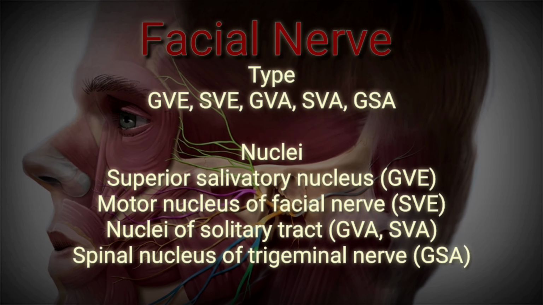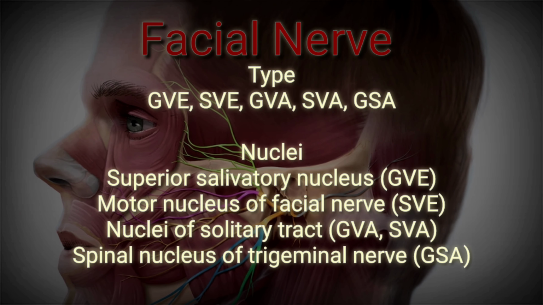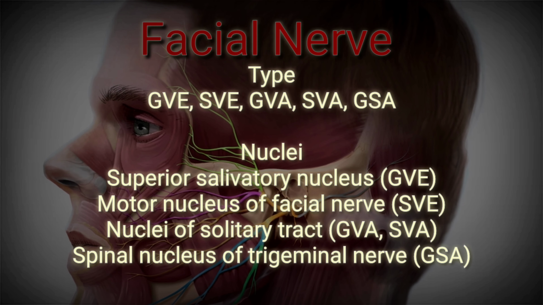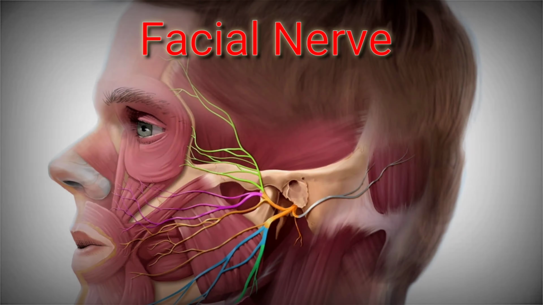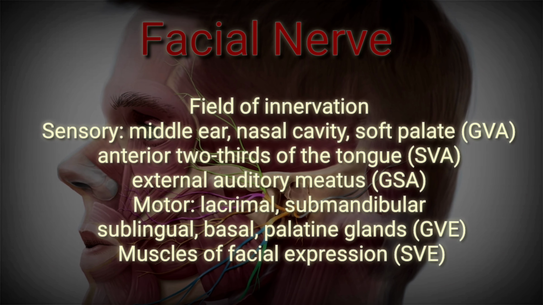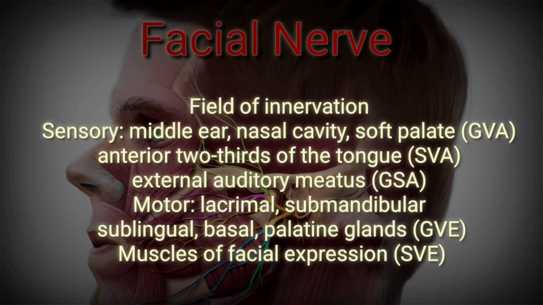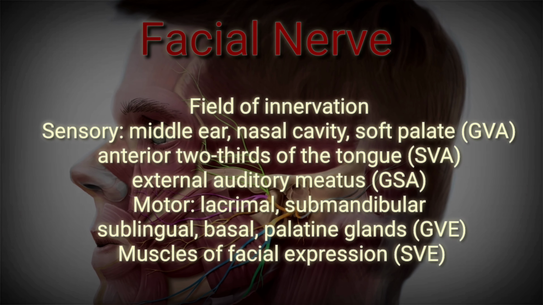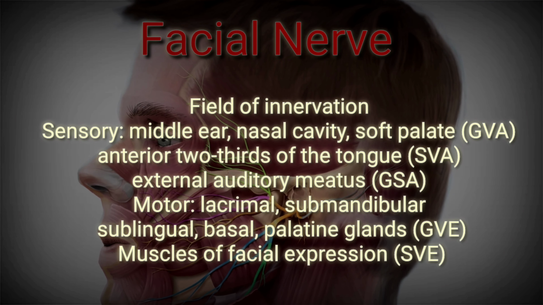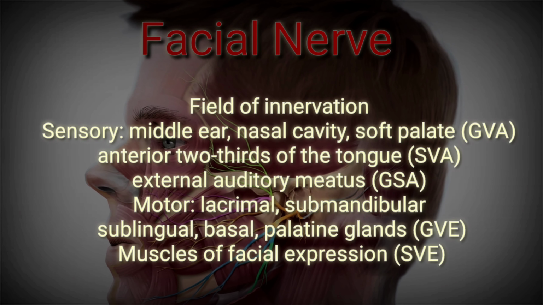Nuclei: the superior salivary nucleus GVE, motor nucleus of the facial nerve SVE, nucleus of the solitary tract GVA and SVA, spinal nucleus of the trigeminal nerve GSA, and field of innervation: sensory, middle ear, nasal cavity, soft palate, that is GVA, anterior two-thirds of the tongue SVA, external auditory meatus GSA, and motor: lacrimal, submandibular, sublingual, palatine glands GVE, muscles of facial expression SVE.